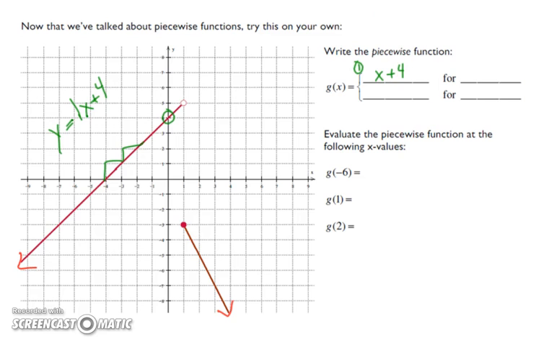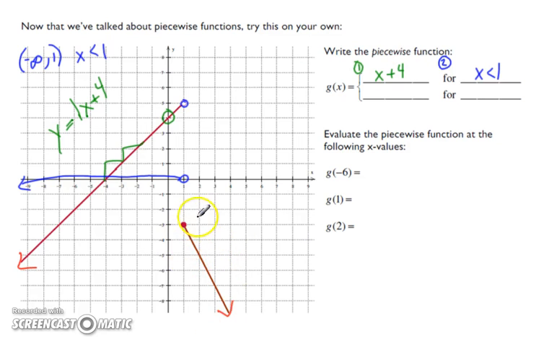If I want to go ahead and do the second part here, which is the interval, this goes from negative infinity all the way up to, but not including, 1. So if I write that in interval notation, negative infinity to 1, or as an inequality, which is how we write them for piecewise, x is less than 1. Okay?